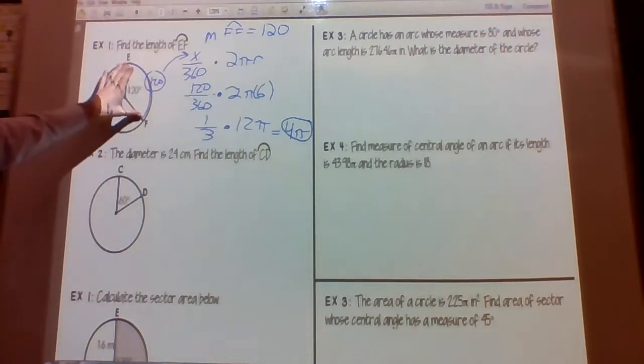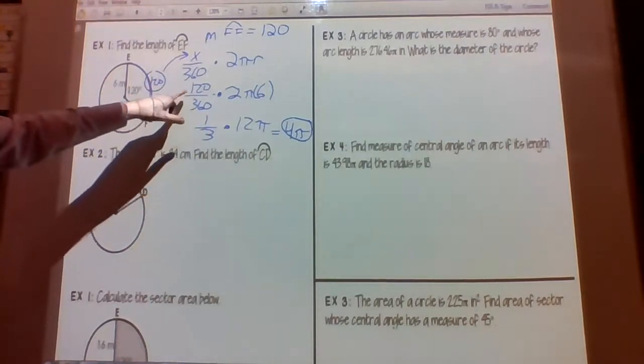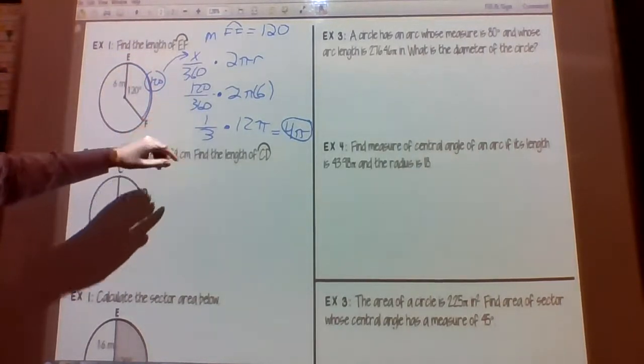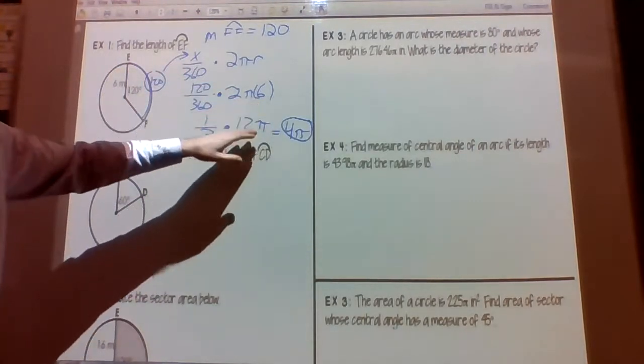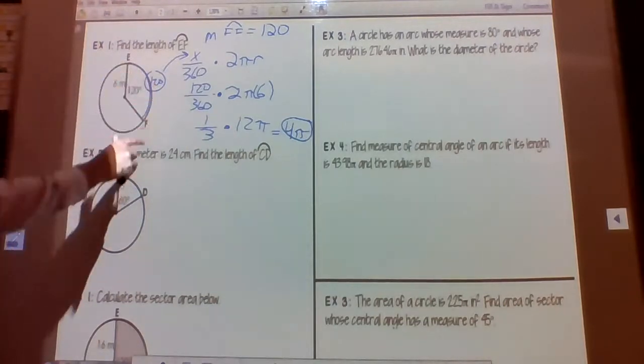But EF is not the whole circumference. It's not the whole circle. It's only a part of it. And it turns out that it's only 1/3 of it. It's only 120 degrees out of 360. So it's only 1/3 of the circle. So we multiply 1/3 by the circumference, and we get 4 pi. So this 1/3 of it is 4 pi meters.